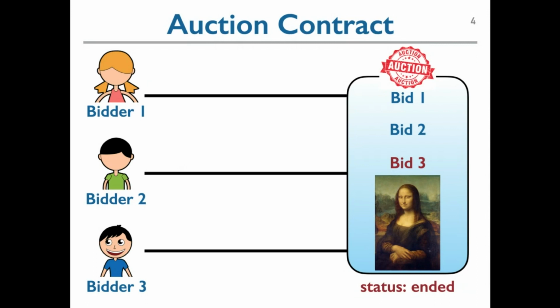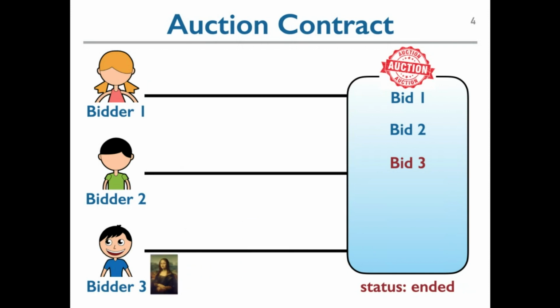So suppose in this case, bidder 3 is the winner, bid 3 is the highest bid. Then the Mona Lisa painting is transferred to bidder 3, and bids 1 and 2 are returned back to their bidders. And then the whole contract will terminate. So this is how typically an auction contract would look like.